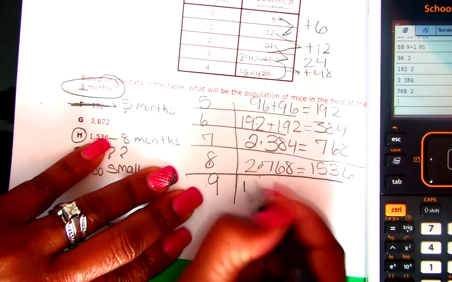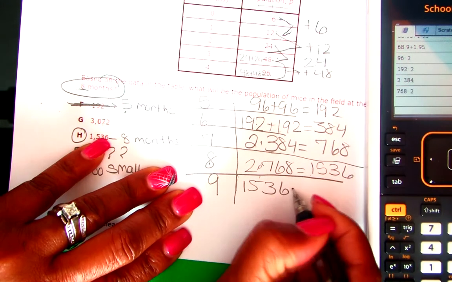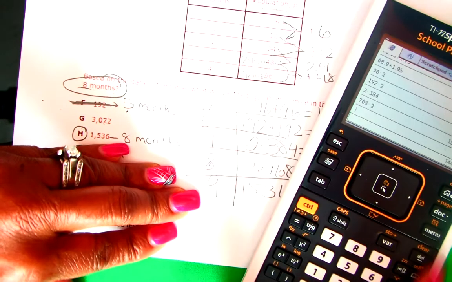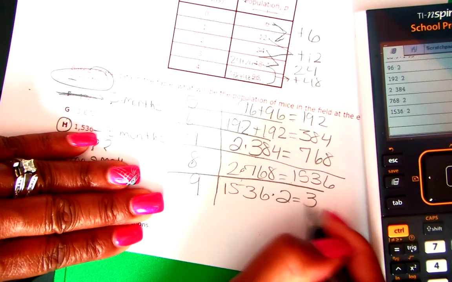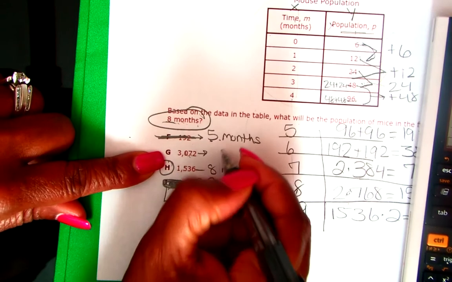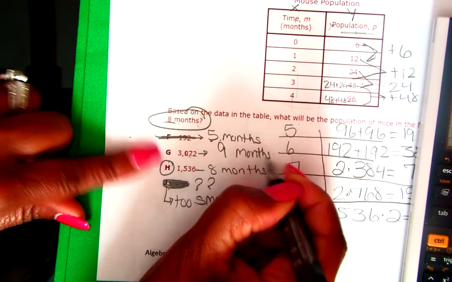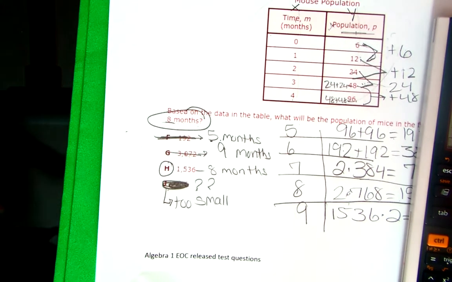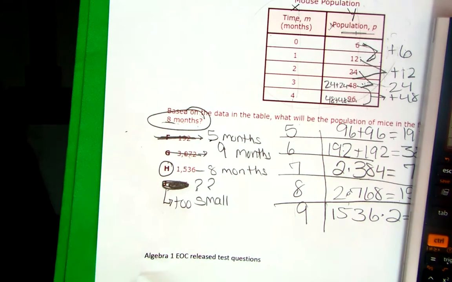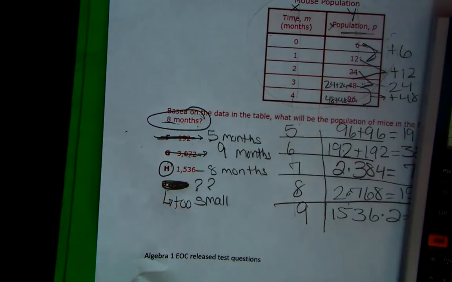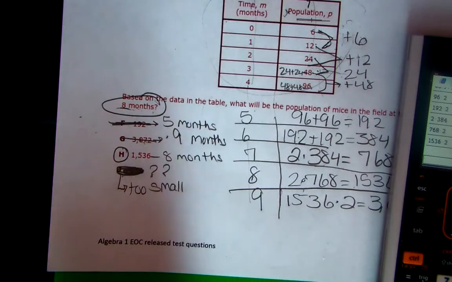Because right here for 9, got 1,536 times 2. So I'm doubling that. So I times 2, enter, and I get 3,072. 3,072, and this is that. So that's for 9 months. Okay, so I know that's not the answer. So if you know what all the answers go to, it helps you to have better outcome. Okay, so just make sure that you're watching out. Be careful. Do not just choose an answer. Go through and really analyze the information that was given to you.